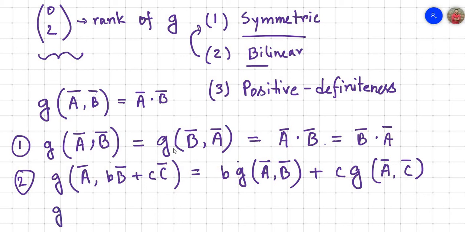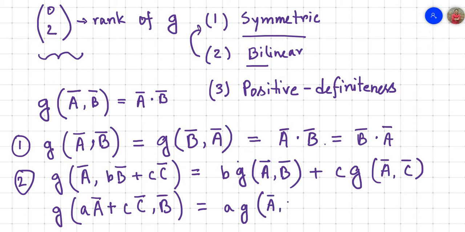So g of scalar a times vector capital A plus scalar c times vector capital C, comma B, is equal to... try to do that by yourself and then see whether you have got it right. So this would be a times g of A comma B plus c times g of C comma B. And both of these equations combined signify what bilinearity means.